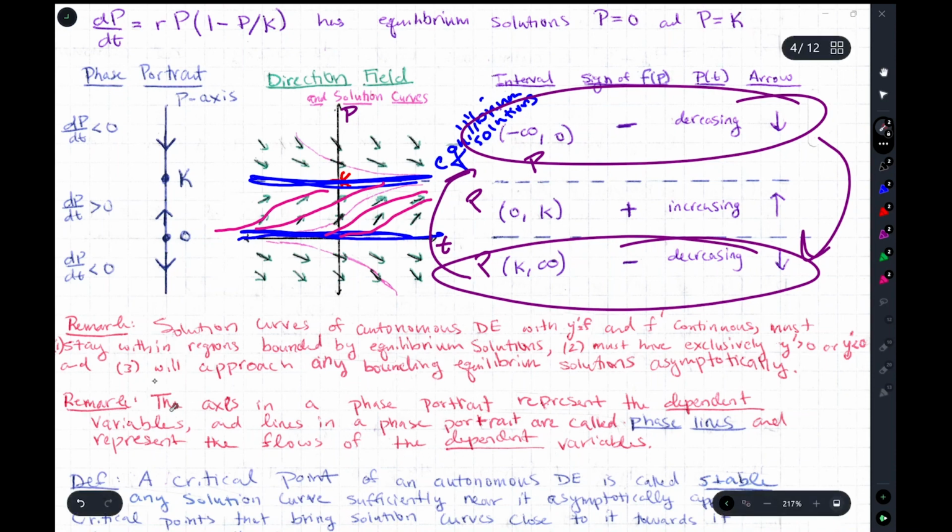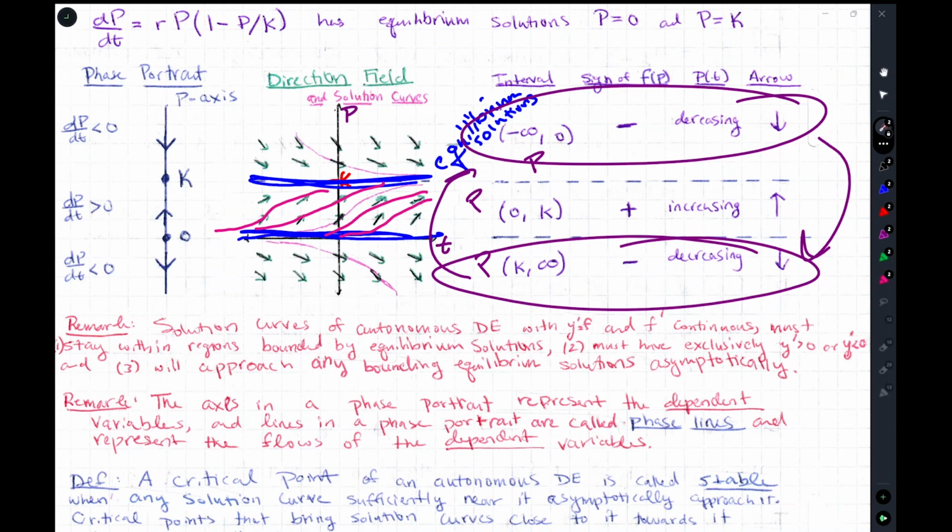And three, they'll approach any bounding equilibrium solutions asymptotically. Okay, so as you can see here, they get very close to the equilibrium solutions but never quite get to them. Okay, you have that asymptotic behavior. The equilibrium solutions act like horizontal asymptotes.